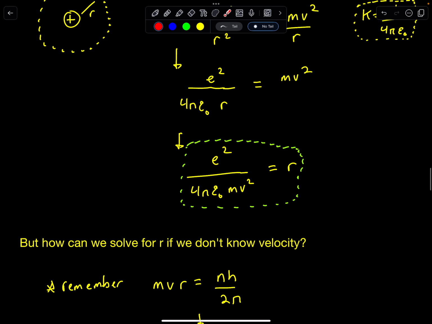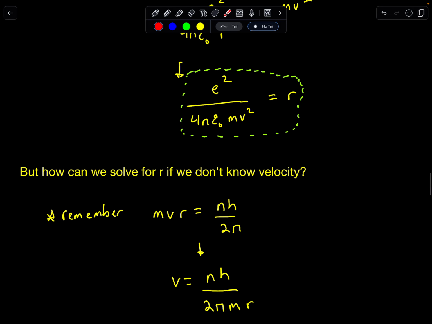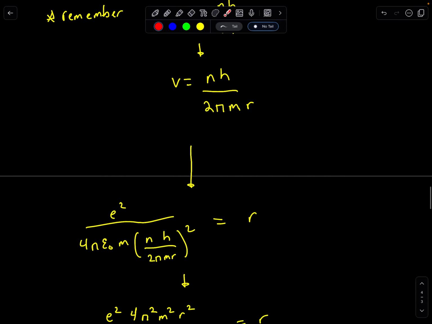But Bohr went back to his original relationship, which helps him out a lot, and he was able to then say, well, I can measure the velocity of that electron. If I rearrange this equation, the velocity is going to be equal to nh over 2 pi mr. And then I can plug that value back in here to get rid of the velocity. And that's what he did.